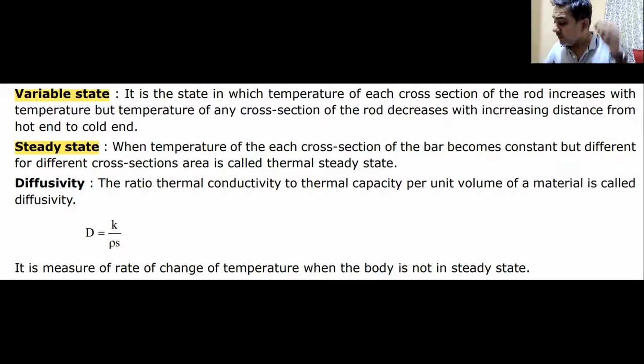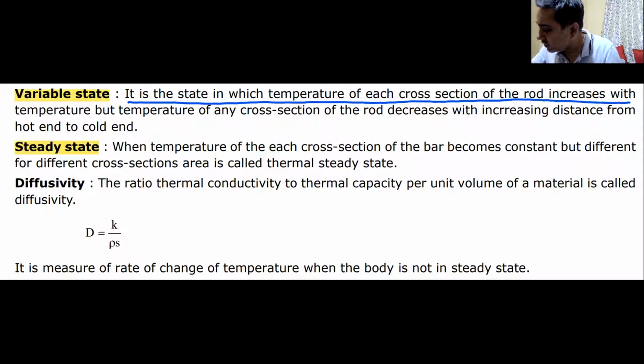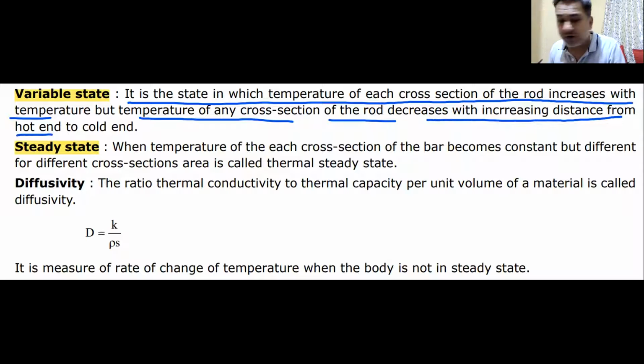Variable state is the state in which the temperature of each cross section of the rod increases with time, but the temperature of any cross section of the rod decreases with increasing distance from the hotter end to the colder end. Now it might look very complicated when you write it, but it is not very complicated, and I'll show it to you.